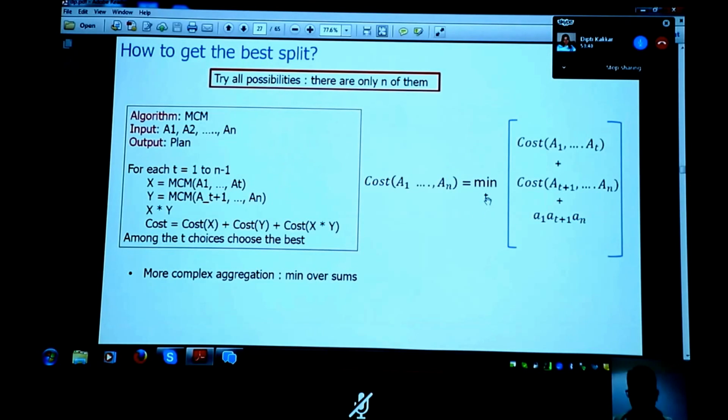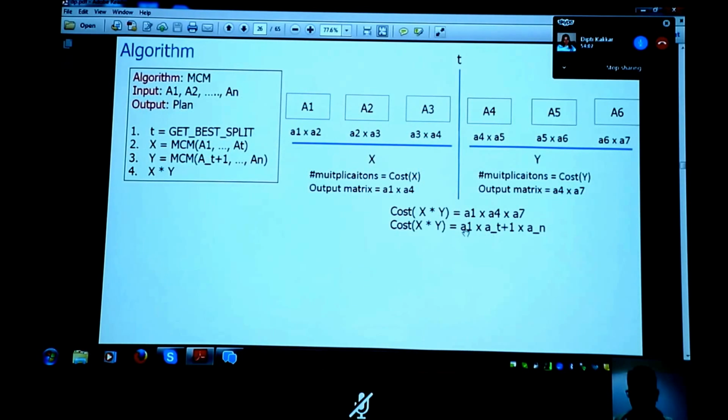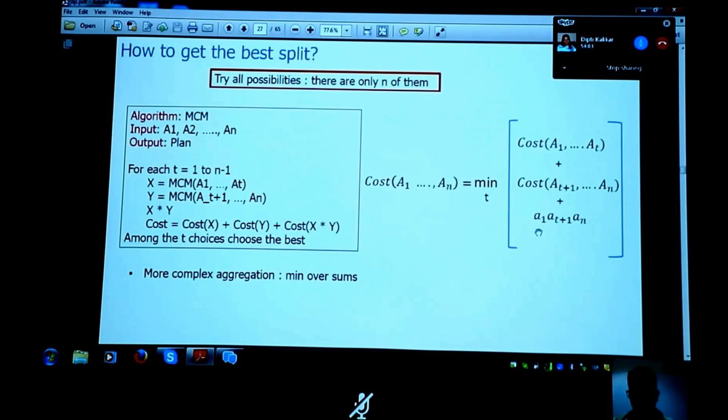Min over t, our choice for the best split. If you make that t as the choice, then the cost you will incur is the best for a1 to at, plus the best for a(t+1) to an, and then the cost of stitching, which we know is a1 times a(t+1) times an, what we wrote here. This is the cost of stitching. Now, you try this for all possible t and pick the best. That is the solution.